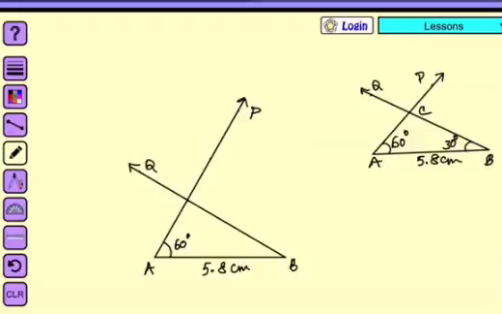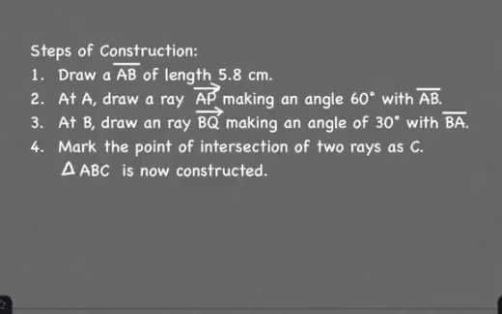Now this point of intersection would be named as C. Hence ABC is constructed. This angle would be 30 degrees, which we have measured and constructed. I hope all of you understood, children. We shall write down the steps of construction as we carried out just now.